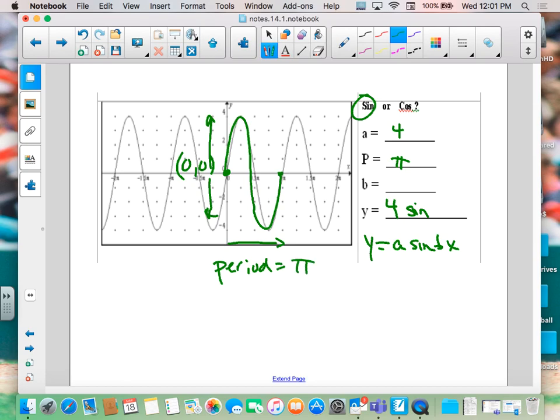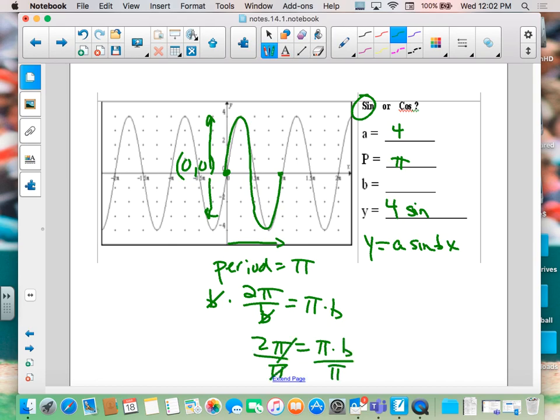And if you like the mathematical way, for period, you substitute the formula, 2 pi over b equals pi, and you solve for b. So I multiply both sides by b. These would cancel, and I've got 2 pi equals pi b. Divide by pi, and you can see that b is 2, just like it was on the previous slide.